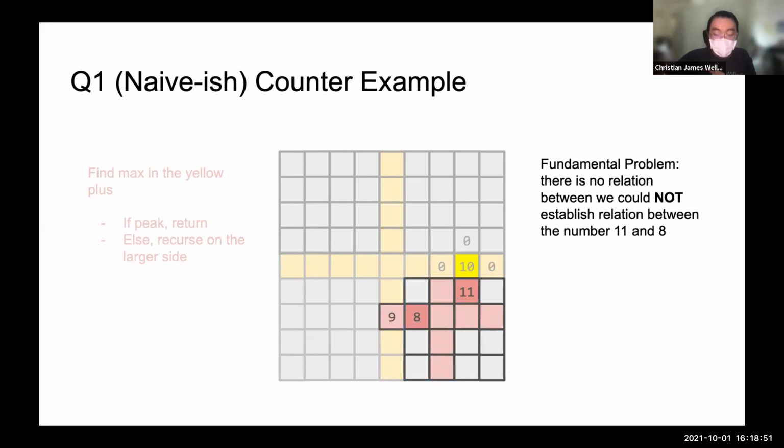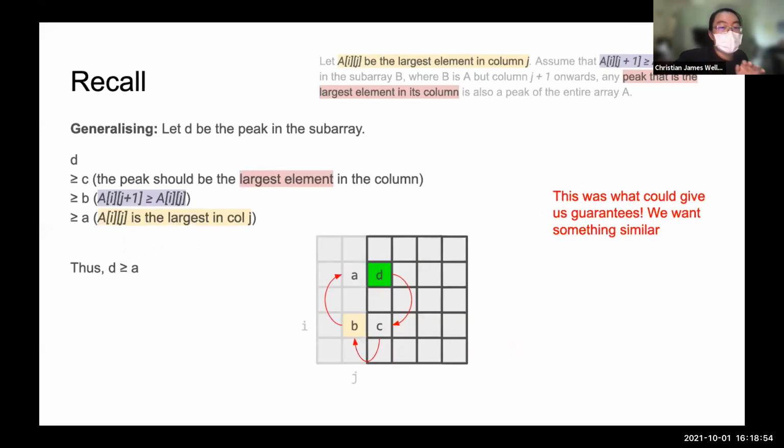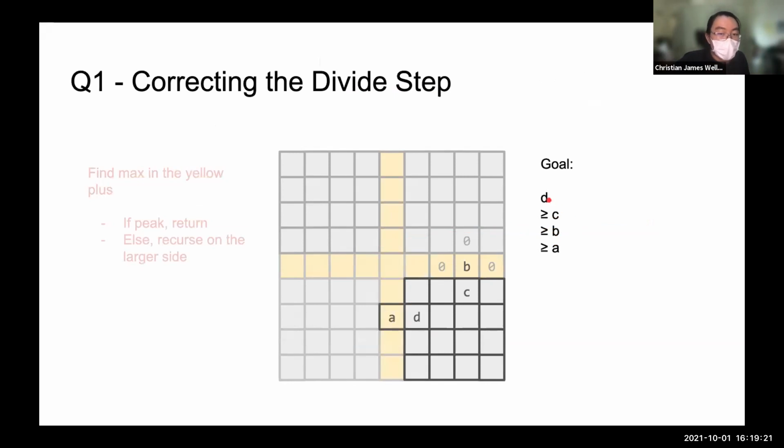Recall earlier, in the old algorithm, the M log n solution, the reason we can establish that D is a peak in the overall matrix is because of this series of inequalities, right? We compare D with C, C with B, B with A. But this is not there yet in the new algorithm. Ideally, we should be able to compare everything: D with C, C with B, B with A. So it's very similar to before, just in the 2D setting.